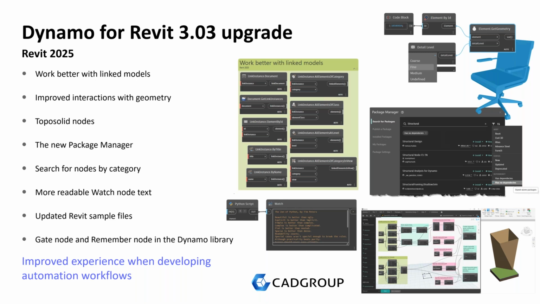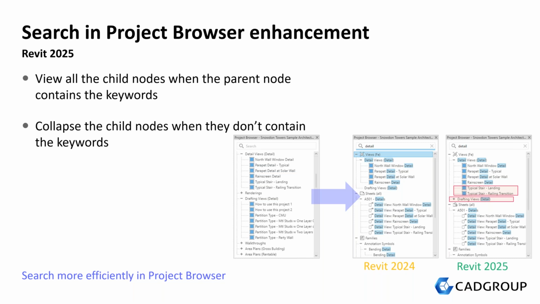Search in Project Browser enhancements. When searching in Project Browser, you can now view all the child nodes when the parent node contains the keywords, so that users get better search results than before when they cannot remember the accurate words in the child nodes. Here are a few examples of how the search currently works.